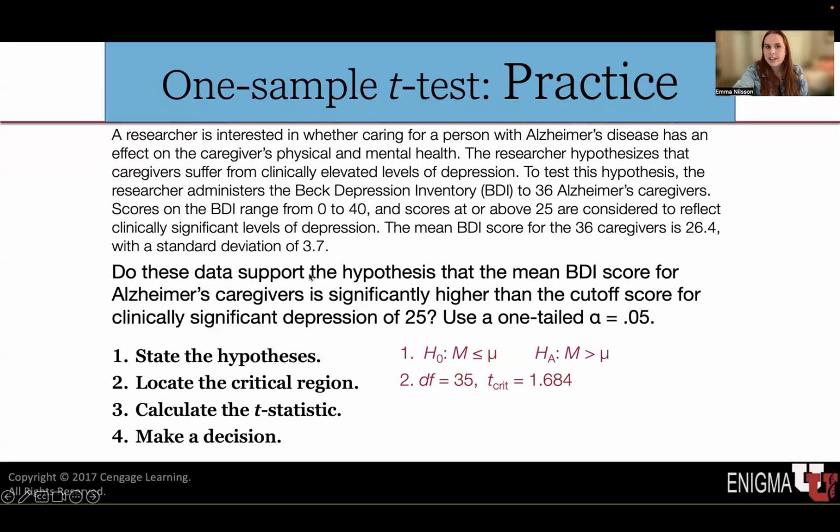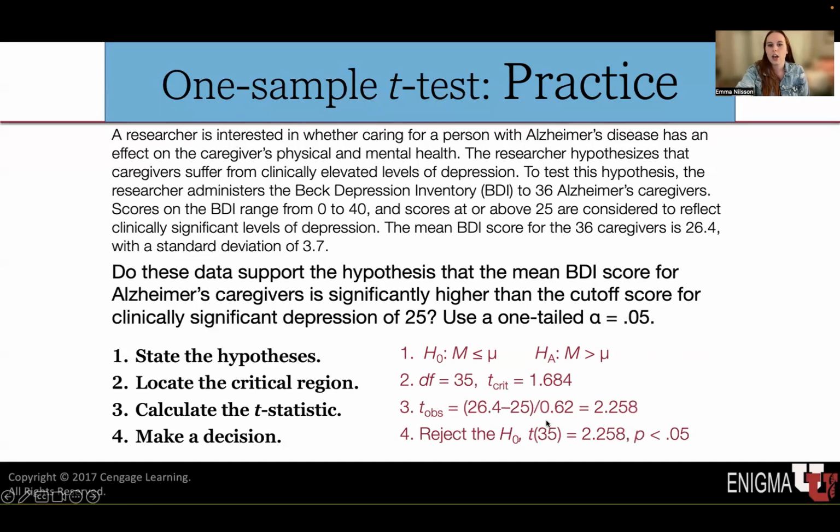Critical region we talked about: since the BDI scores were taken for 36 caregivers, our degrees of freedom is 35, our t critical is 1.684. The t statistic that you should have gotten is 2.258, which means that we're going to reject the null hypothesis because 2.258 is more than 1.684, which means that it is in the critical zone.